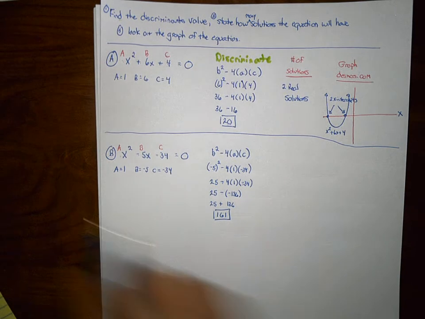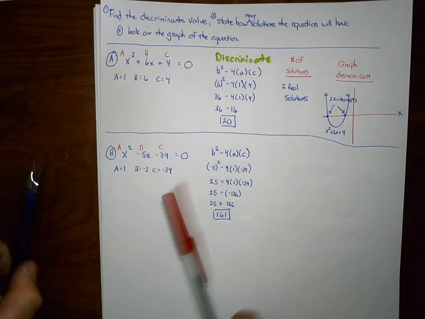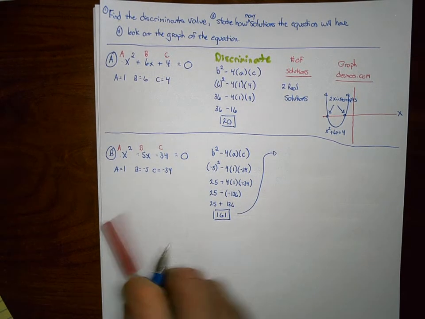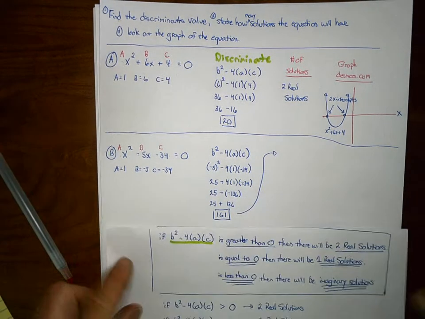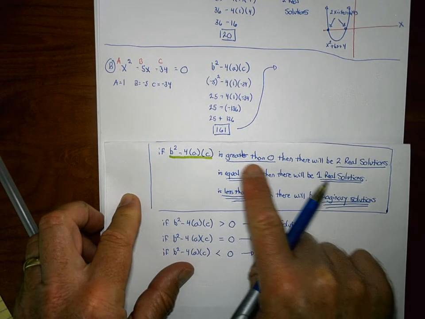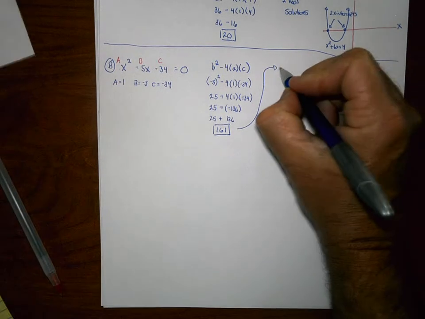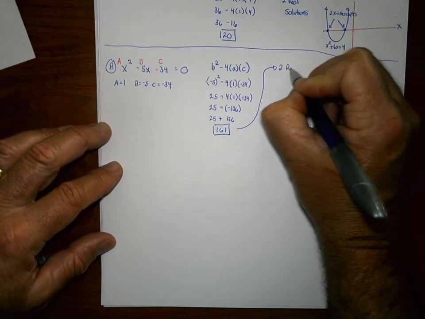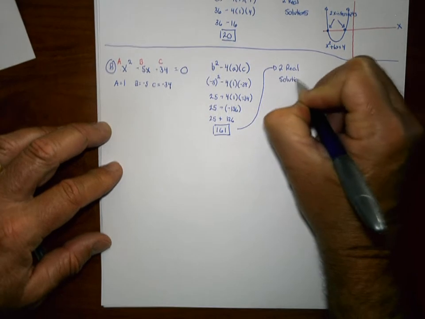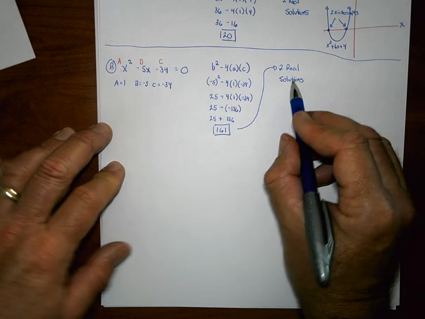Okay, next we're going to find out how many solutions this has. Because the discriminant's value was 161, because 161 is greater than 0, that means we're going to have two real solutions. So this means we're going to have two real solutions to this equation. I don't know what the solutions are yet. That's going to be for next week, but we do know that there's going to be two of them.